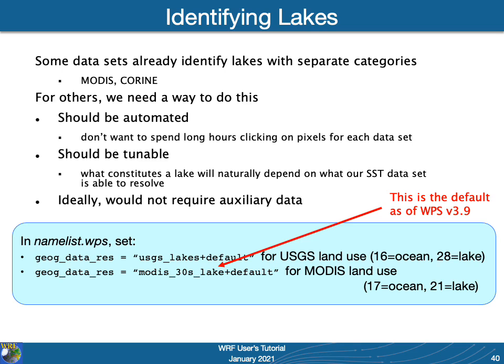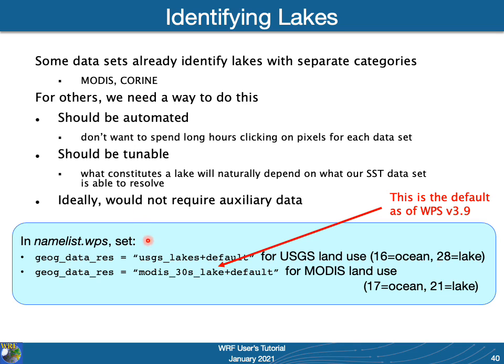So the first challenge is distinguishing between lakes and oceans, and we need to do this through our land use dataset. It turns out there are some land use datasets that do have a separate water category for inland water bodies versus oceans. For example, there's a MODIS dataset that contains a lake category, and the Korean land cover dataset also contains a lake category. For other datasets, we at NCAR have developed an algorithmic method for identifying inland water bodies. So for, in principle, any dataset, we could run our algorithm on that dataset to identify lakes.